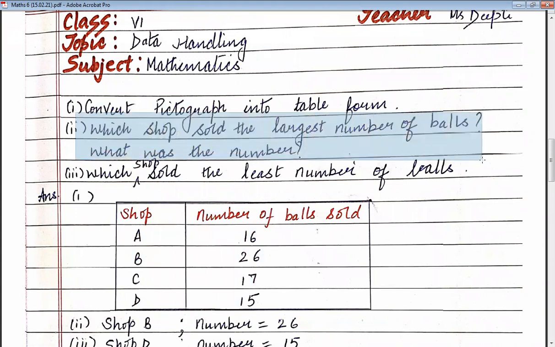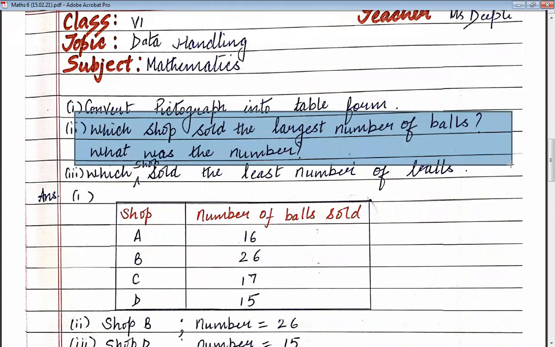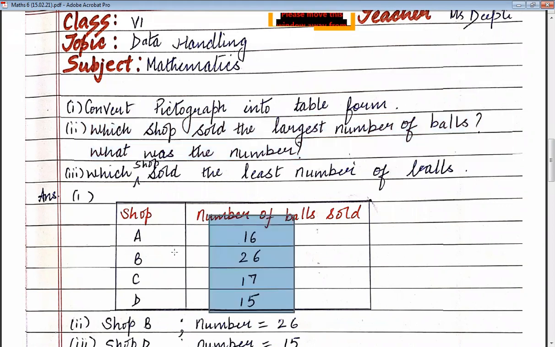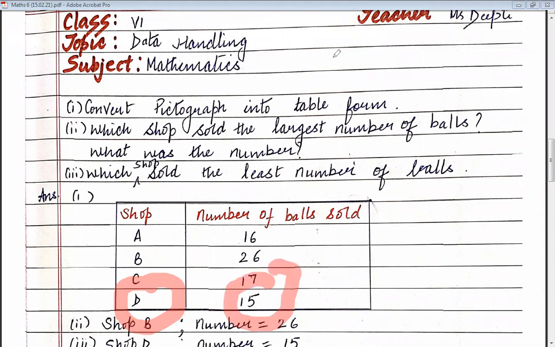Which shop sold the largest number of balls and what was the number? Children, you can check in this table that shop B has sold the maximum number of balls and the number is 26. Similarly, the third question is which shop sold the least number of balls. Here the least number of balls was sold by shop D and the number is 15. Okay children, I guess you are clear with the pictograph.